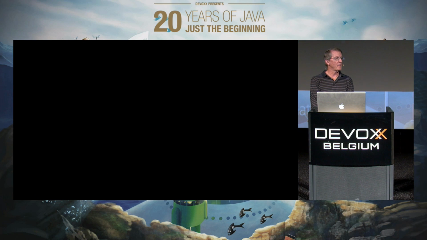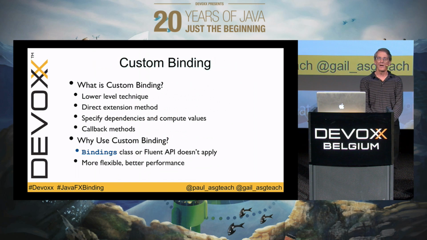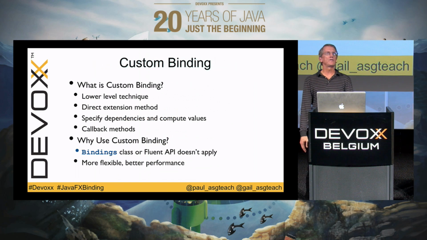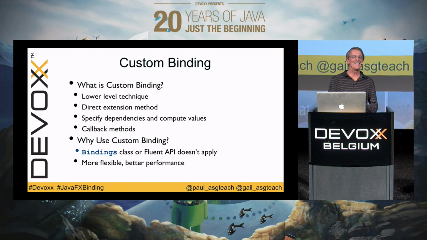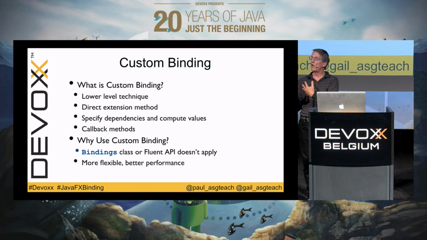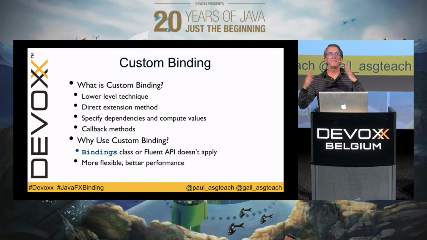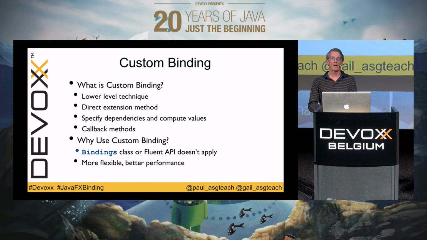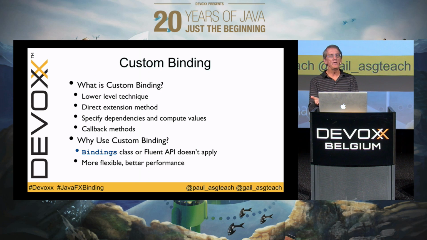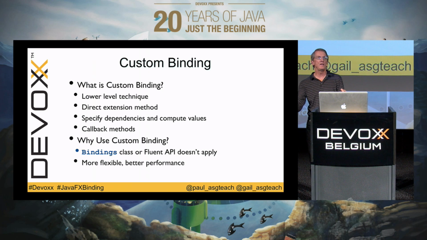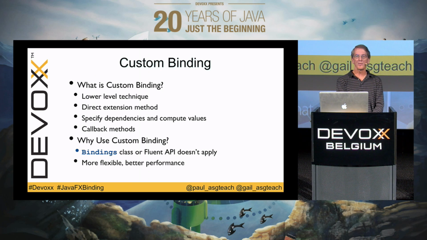Okay, the last binding strategy, if we go back to the notes, is called custom binding. And this, of course, is where you just have to do it your own way, right? You've got something complicated to do. It's a lower level technique that is a direct extension method where you specifically specify the dependencies and then you override a callback method where you can do anything. I mean, you might have to go update a database or do something complicated, right? And so you typically use custom binding because there's nothing in the Bindings class or the Fluent API libraries that's appropriate. And also, the custom binding can often be more flexible and in some cases can give you better performance as well.